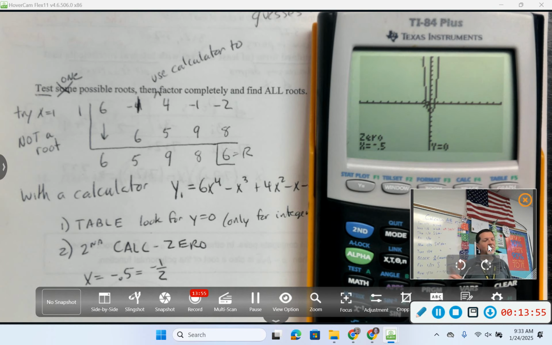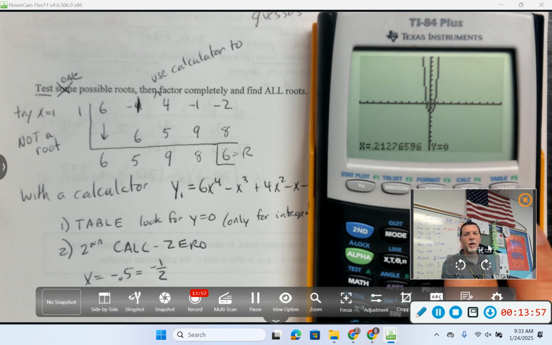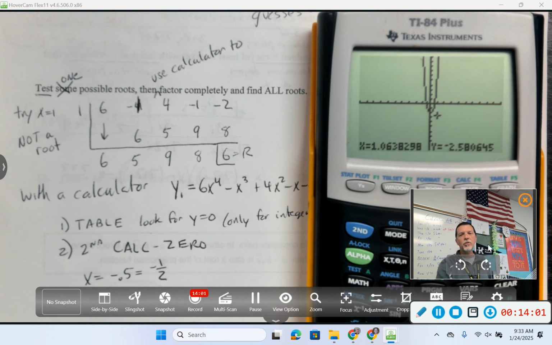Okay, well, there's another 0 there. Almost like we picked this problem so that I could find one and you could find one. So why don't you see if you can find that other 0. So second calc 0 and then follow the prompts.